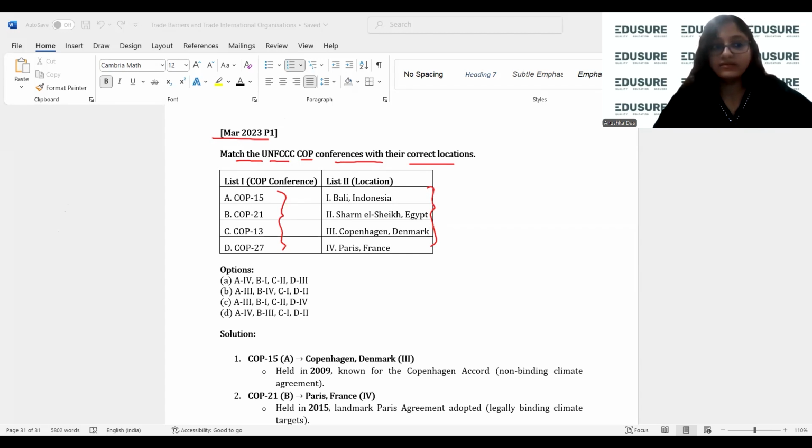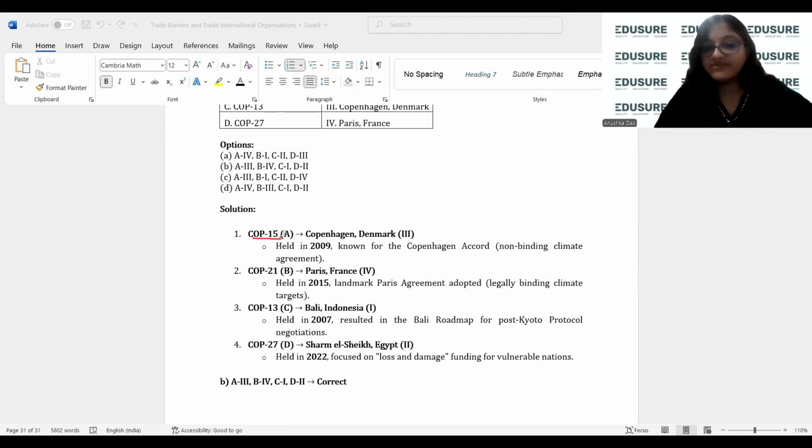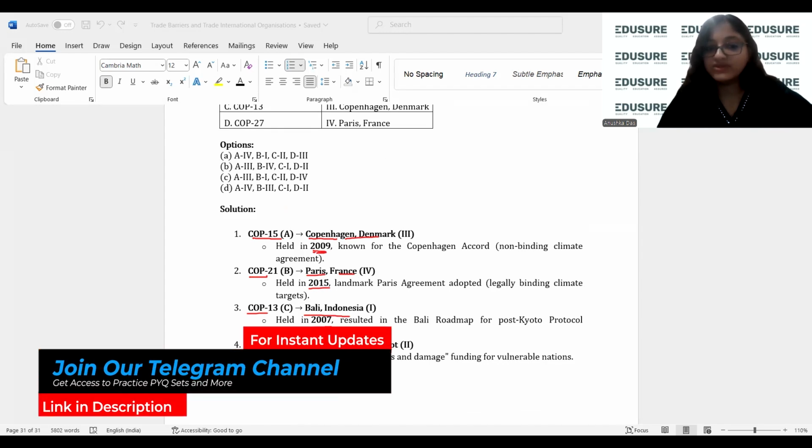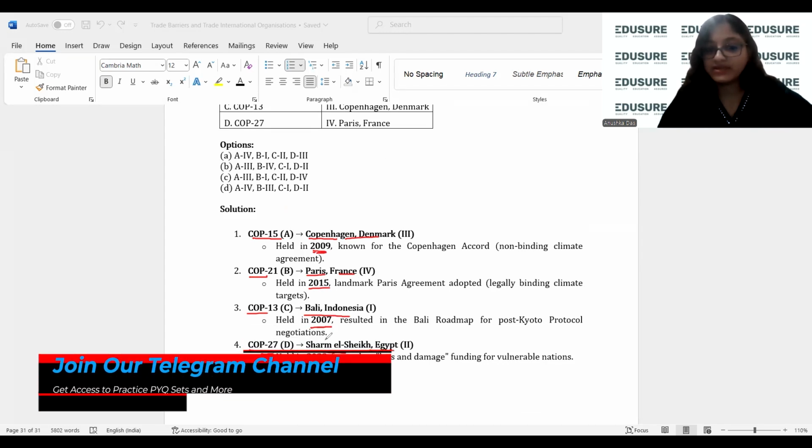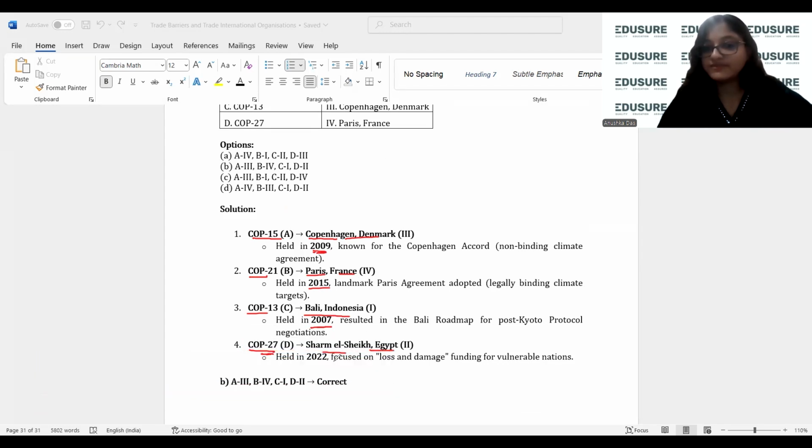Let's see. COP 15 was conducted in Copenhagen, Denmark in 2009. COP 21 was in Paris, France, held in 2015. COP 13 was in Bali, Indonesia, held in 2007. And COP 27 was in Sharm el Sheikh, Egypt, in 2022. So if you match them, B will be the right matching for this question.